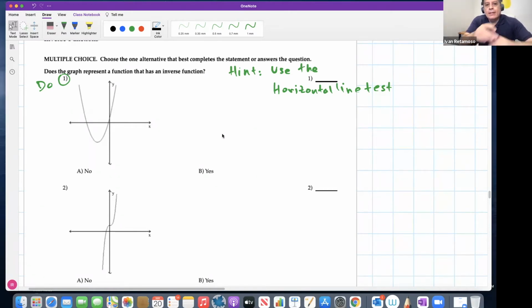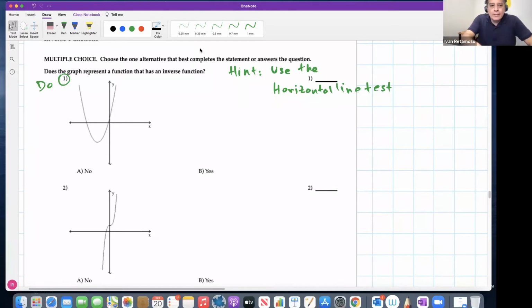Gabriela, if it touches more than one point, is it also possible to be an inverse function? No, it has to touch only once in general. It has to touch only once, no matter what horizontal line you draw, the intersection should be just one point. Otherwise, you have to say no, it's not an inverse function, right?